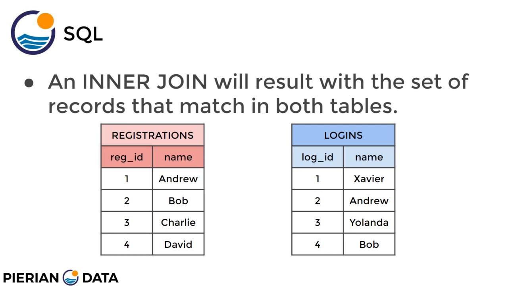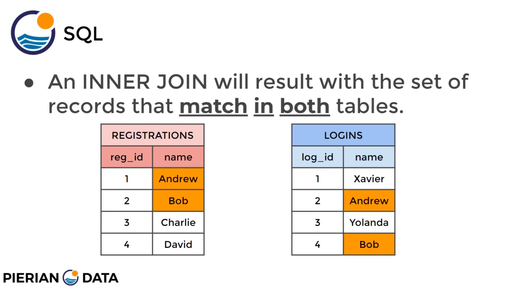So we have that discrepancy there of Xavier and Yolanda in the logins table and then Charlie and David in the registrations table. So where do we actually have a match in both tables? Well, we have Andrew and Bob. Andrew and Bob are the only ones that both registered and logged in the day of the conference. So an inner join is going to be able to join these tables together for records that are a match in both tables. So when we're talking about an inner join, we're only looking for the set of records that happen to be in both tables. And in this case, that would only be Andrew and Bob.